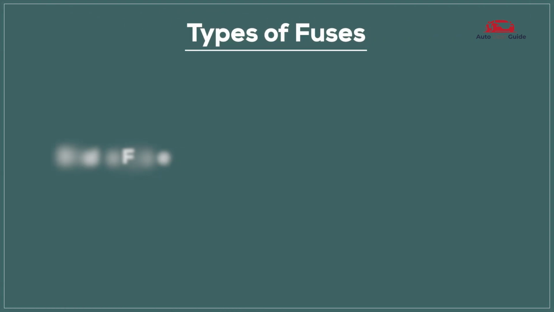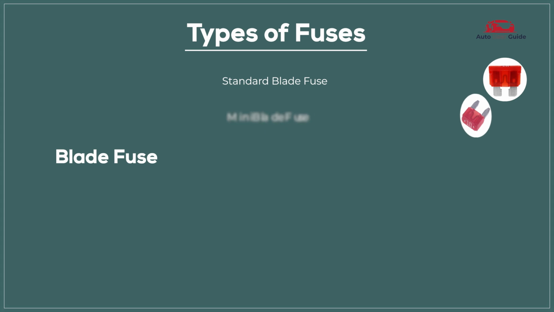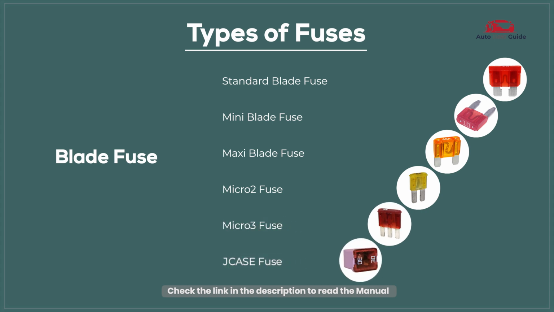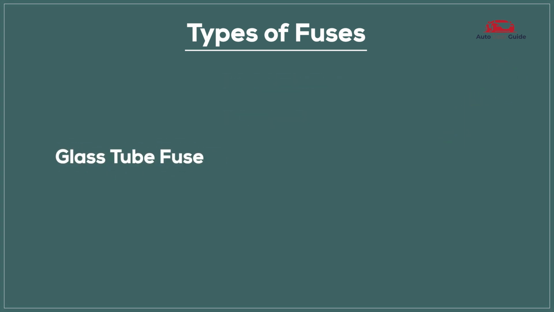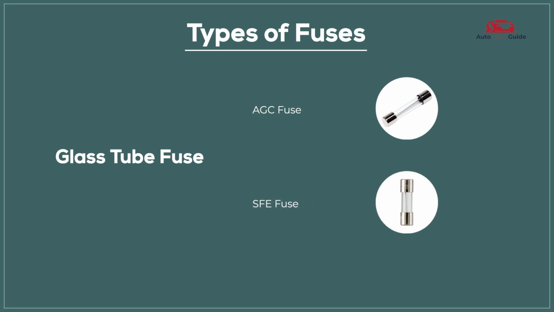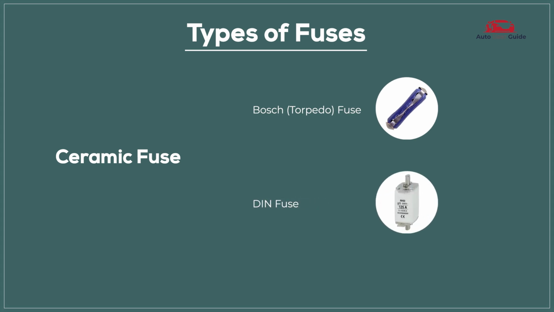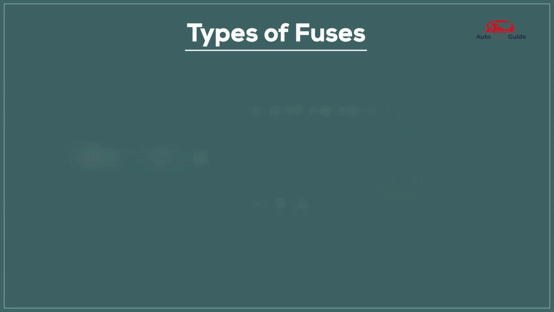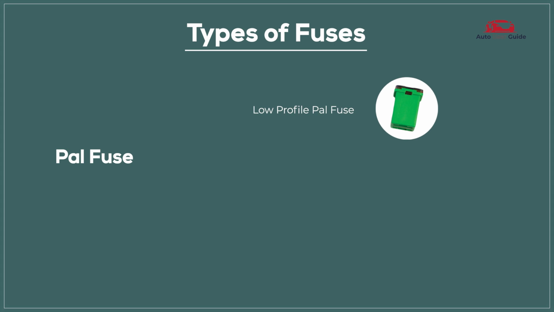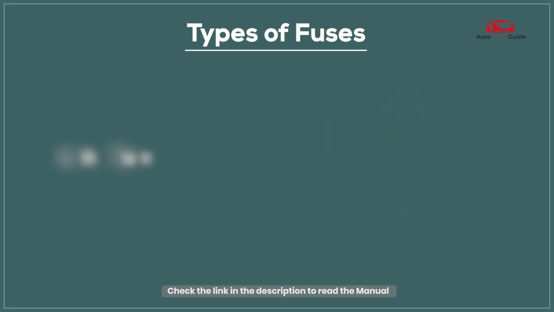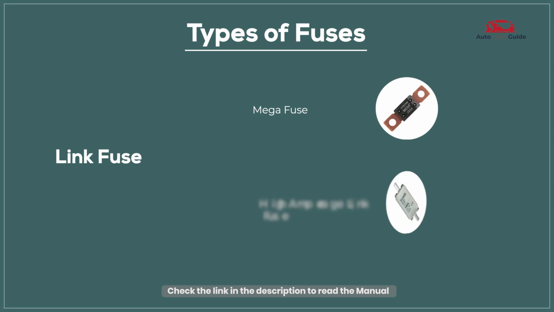Types of fuses: blade fuse, standard blade fuse, mini blade fuse, maxi blade fuse, micro 2 fuse, micro 3 fuse, J-case fuse, glass tube fuse, AGC fuse, SFE fuse, ceramic fuse, Bosch fuse, DIN fuse, PAL fuse, low-profile PAL fuse, standard PAL fuse, link fuse, mega fuse, high amperage link fuse.